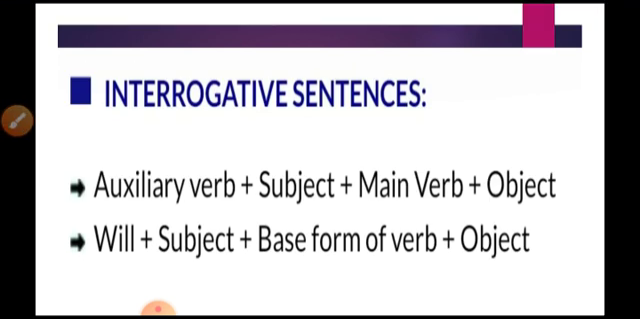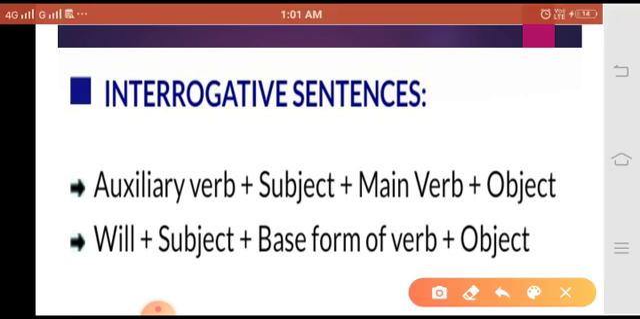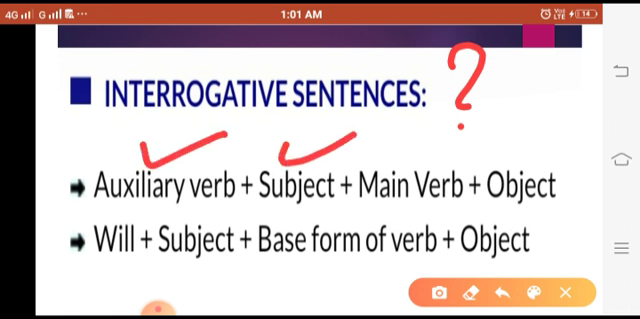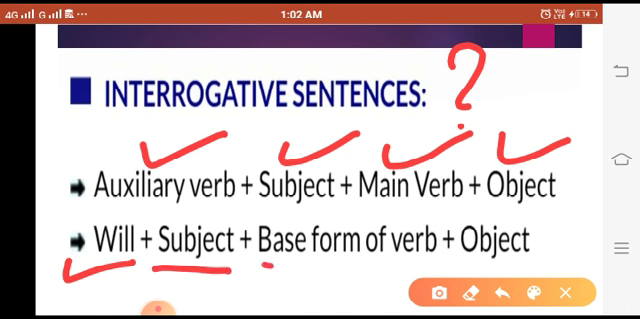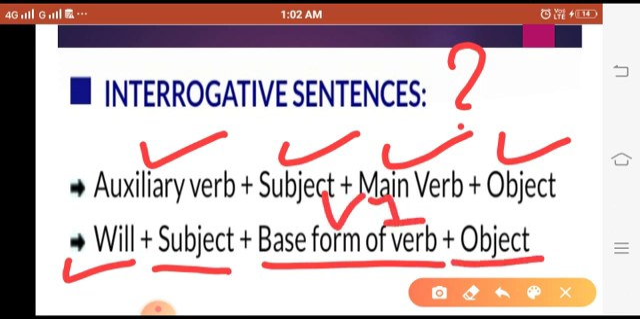Now let's talk about interrogative sentences. Interrogative sentences are the question sentences where interrogation is done. For that, first we write auxiliary verb, then subject, then main verb, and then object. Auxiliary verb will is used while forming interrogative sentences in simple future tense. Then subject, then base form of the verb or first form of the verb, and then object.